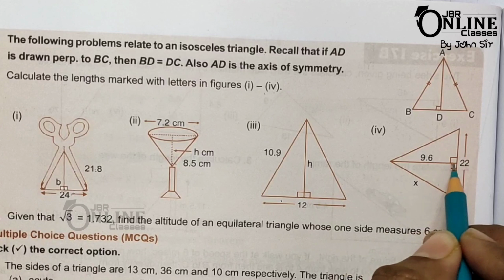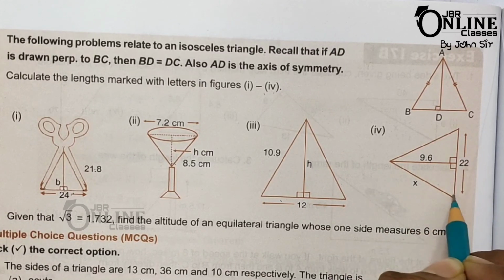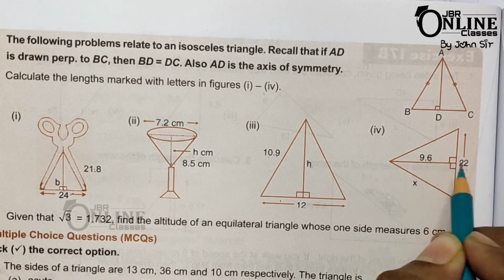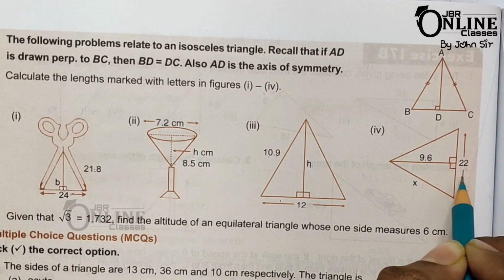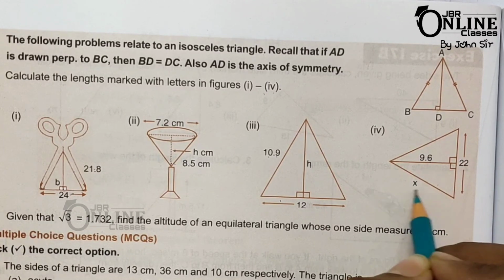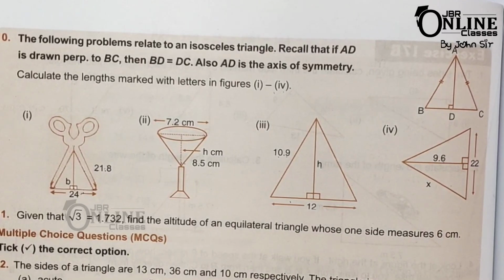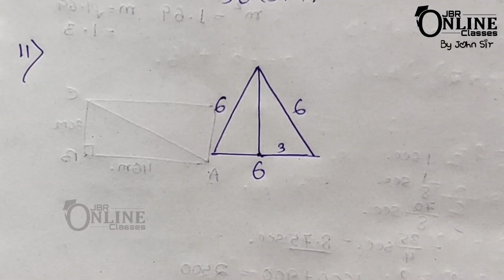Here the height is given 9.6, base equals half of 22, that means 11. So here x square equals 9.6 whole square plus 11 square. Okay, then to find out the value of x, you have to square root the answer. Sum number 11. This is the last problem.